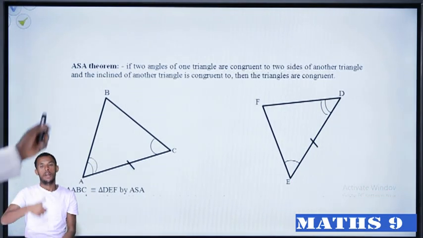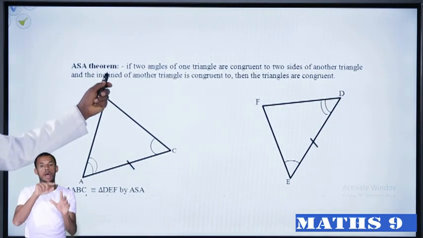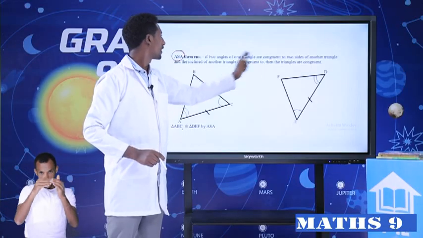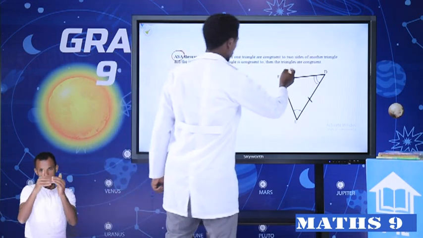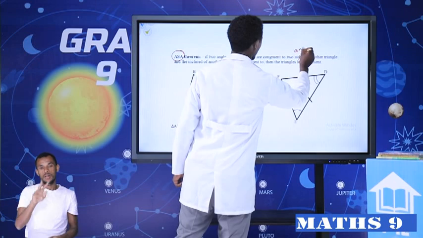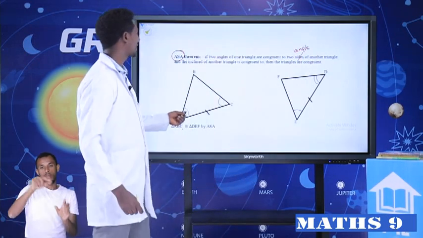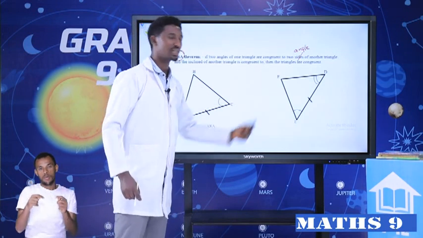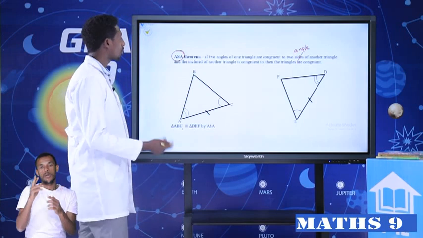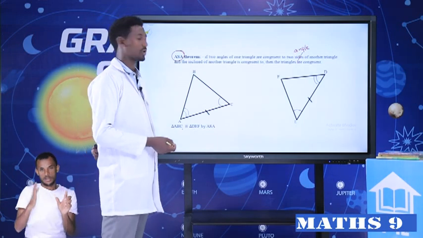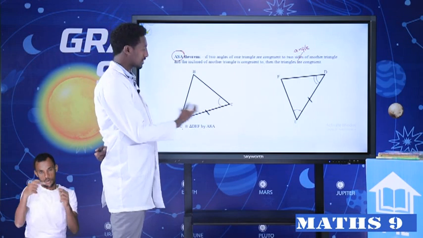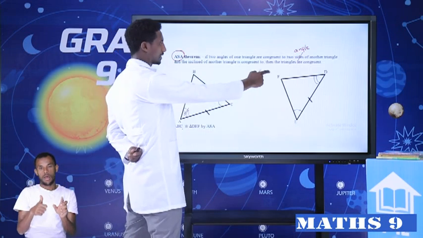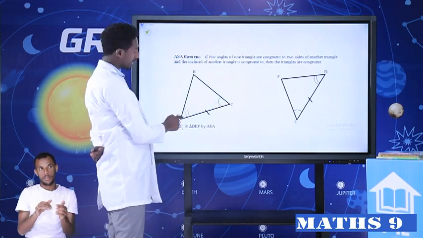Then the second one, the angle-side-angle theorem. The angle-side-angle theorem says if two angles of one triangle are congruent to two angles of another triangle, and the included side of one triangle is congruent to the included side of the second triangle, then they are congruent by the angle-side-angle congruency theorem. Here we can explain using this figure. Here we have two angles. Angle A is congruent to angle D. They have the same sign, meaning they are congruent.